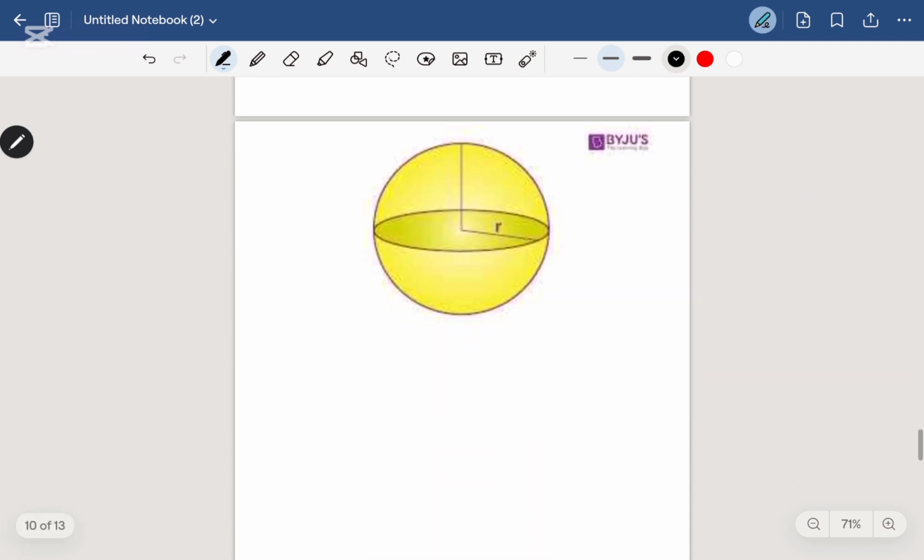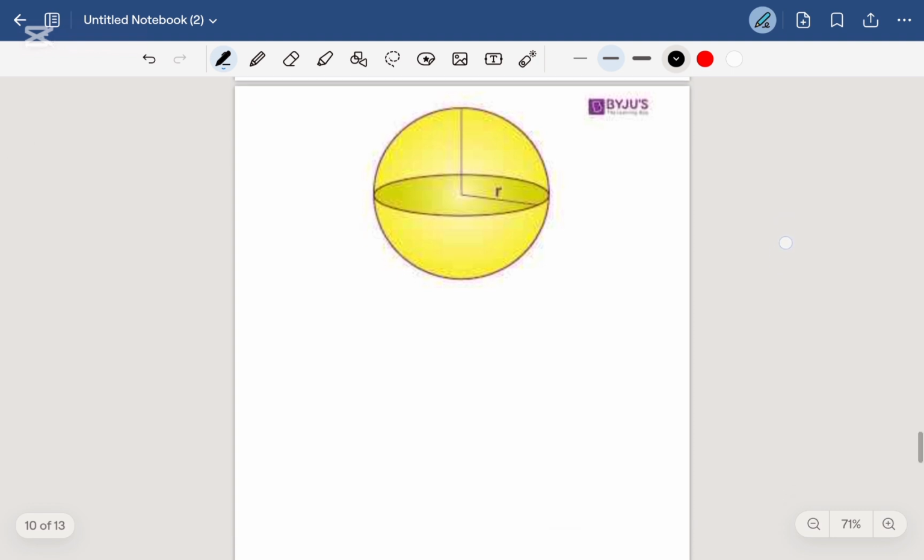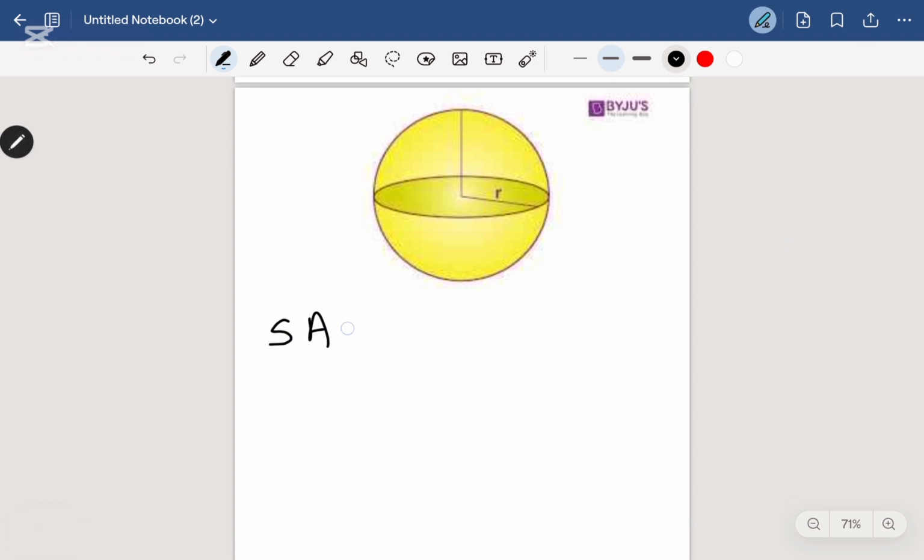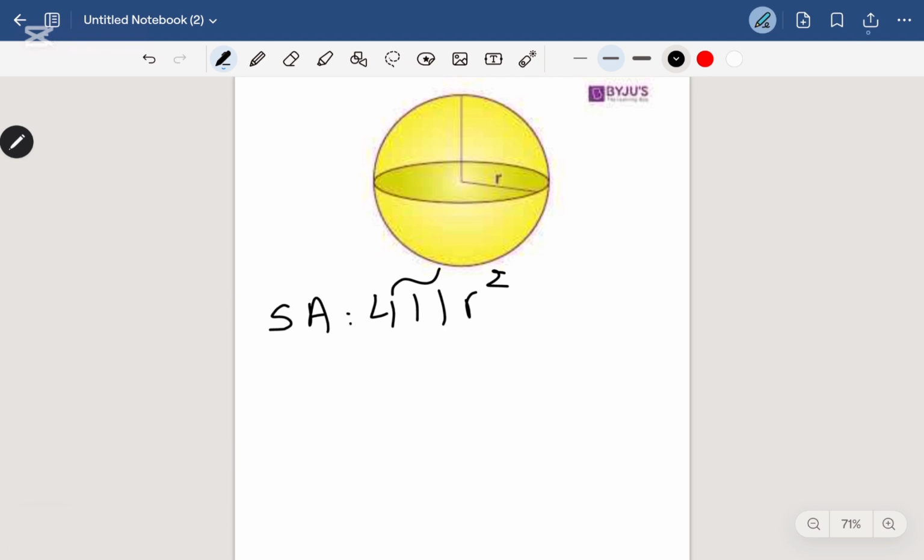Now we move on to the last thing, which is the sphere. For the sphere's surface area, all you need to know is that it is 4 pi r squared. Now there is no lateral area of a sphere, but if they did ask you for the lateral area of a sphere, I'm going to explain what happens. But we know that there's a surface area. So again, the surface area is 4 pi r squared.